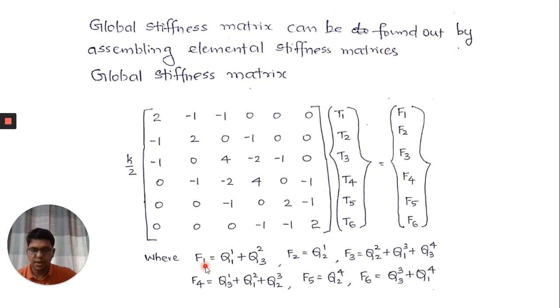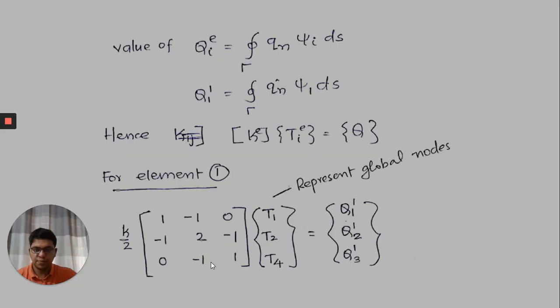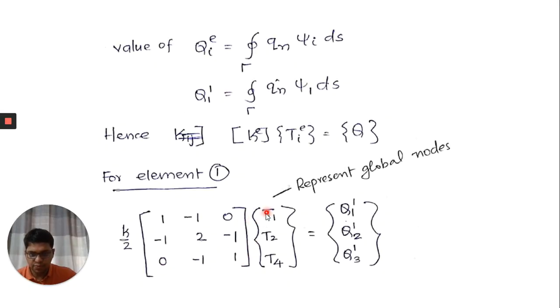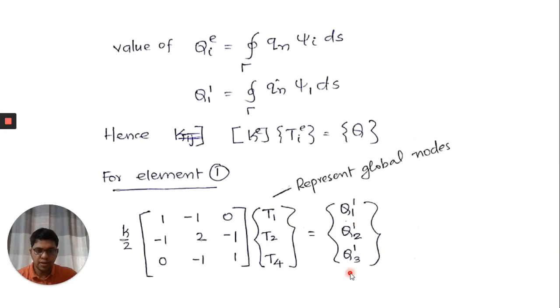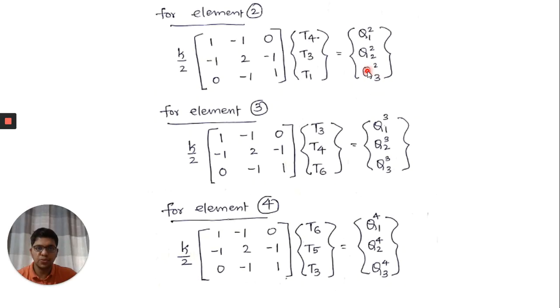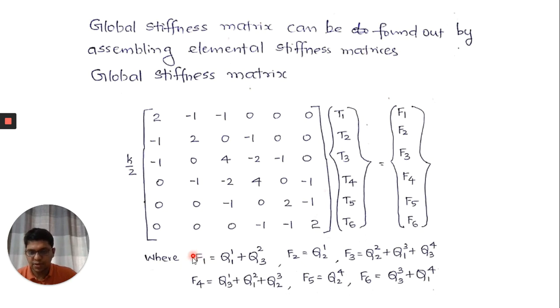And if you look at F1 actually, F1 represent the total heat flux from the node 1. And if you look at the first row for the first element, it is actually represent Q11. That means this is the normal heat flux from the node 1 when you consider the element 1. And now if you look at the element 2, Q23 represent the heat flux in the global node 1 when you consider the element 2. So in order to get the total heat flux from the global node 1, you have to add this Q11 and then Q23. So the total heat flux from the node 1, you can get Q11 plus Q23.